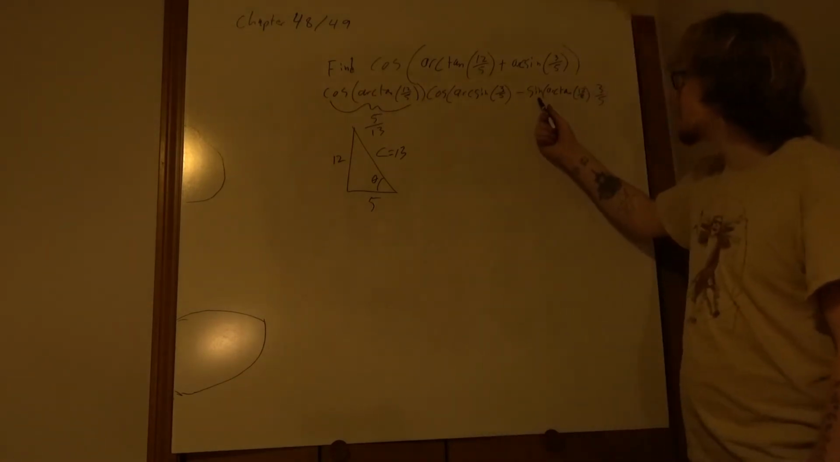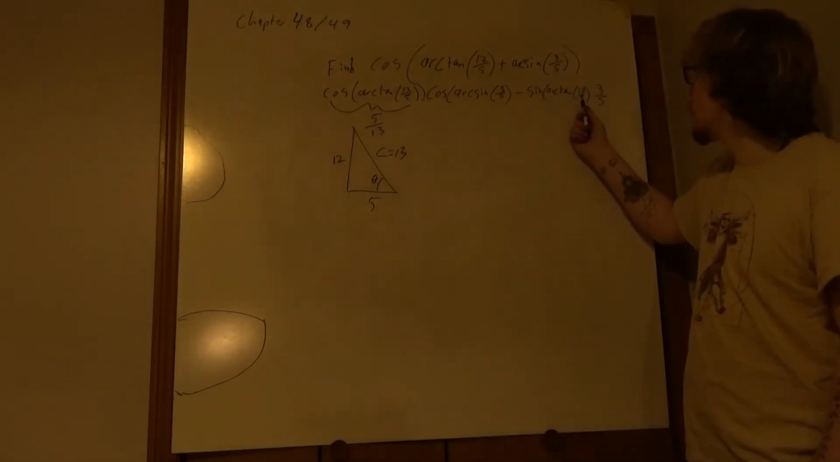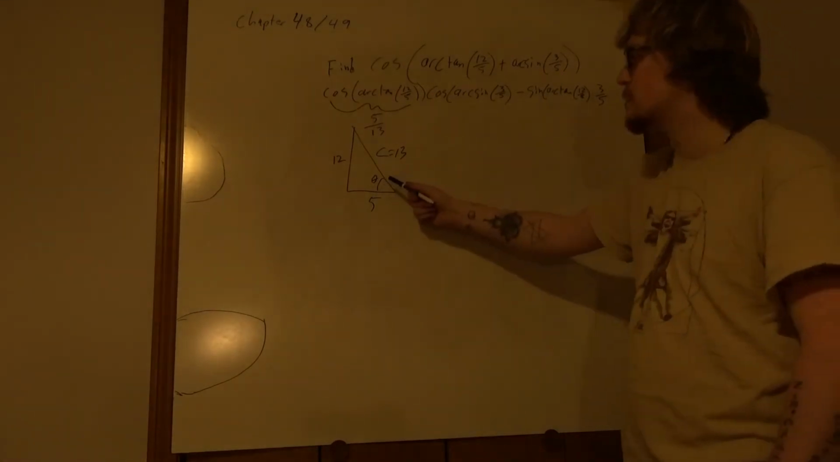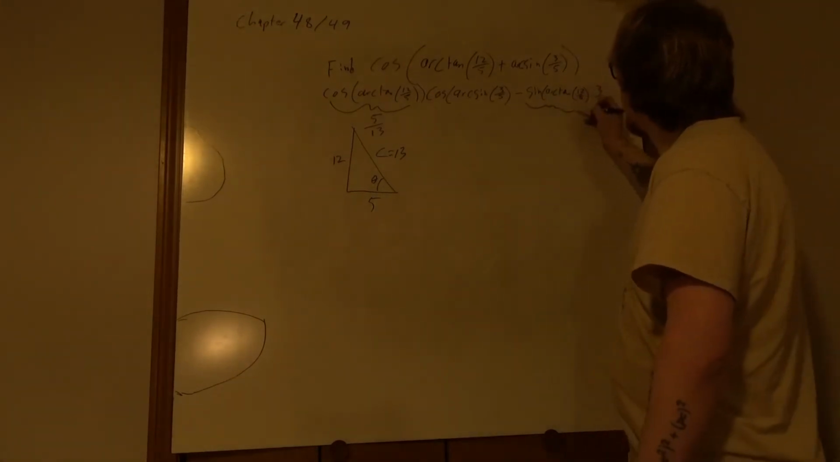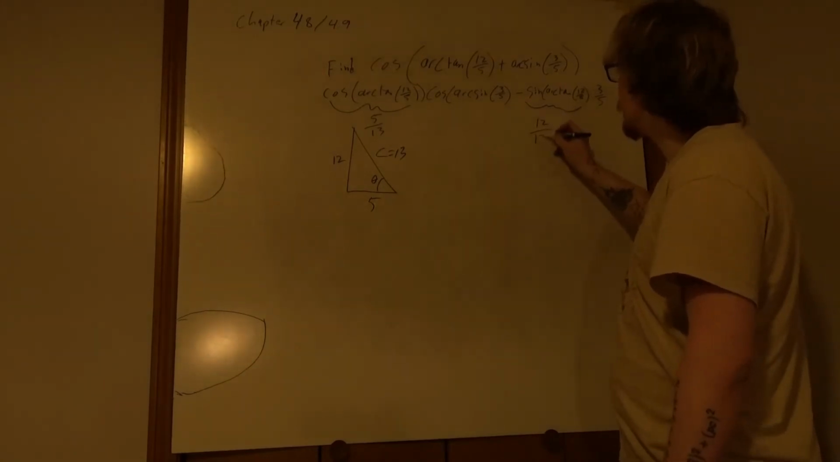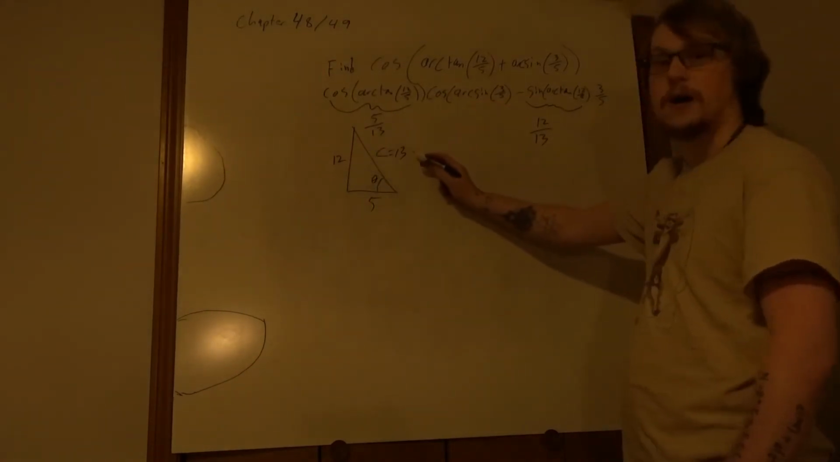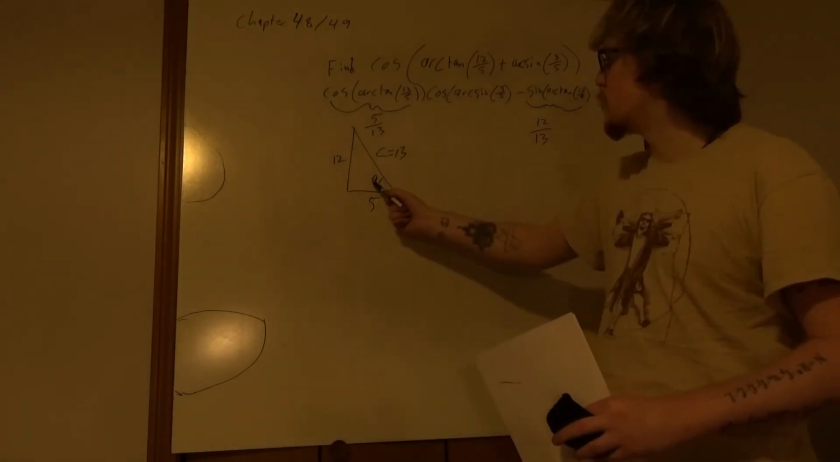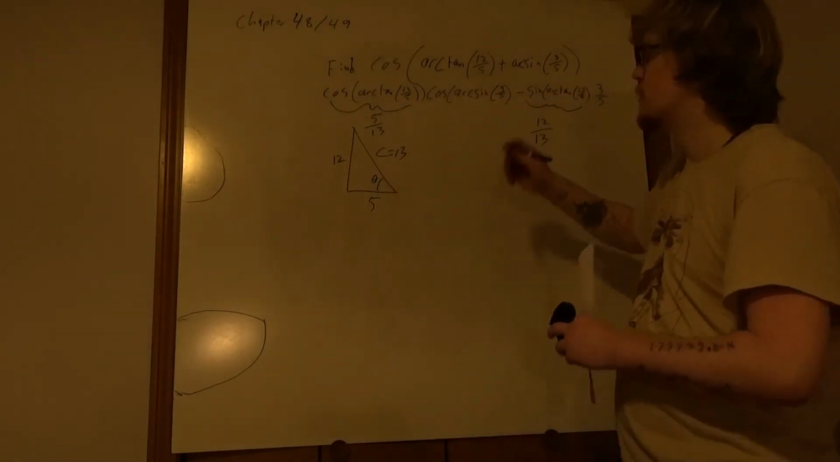Likewise, over here with the sine of arctan of 12 over 5, well, we can look at what is the sine of this angle, and the sine of this angle is going to be 12 over 13, opposite over hypotenuse. So by constructing this one triangle, we're able to knock both of these things out.